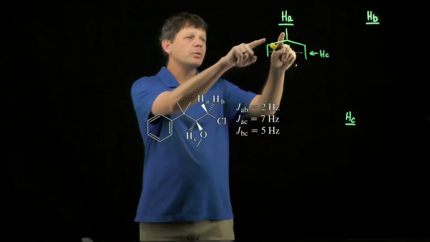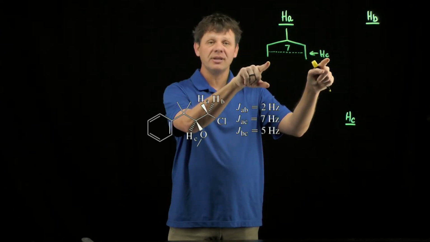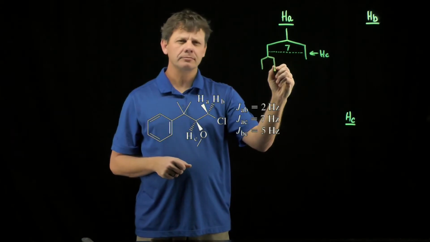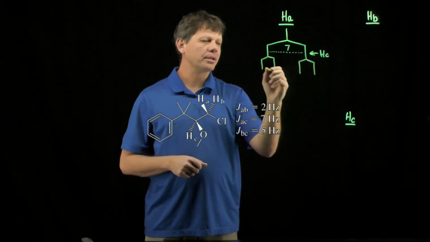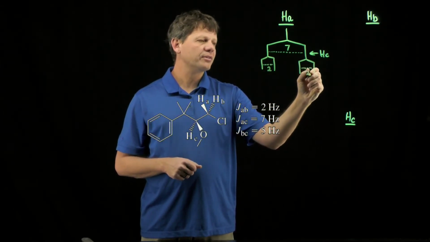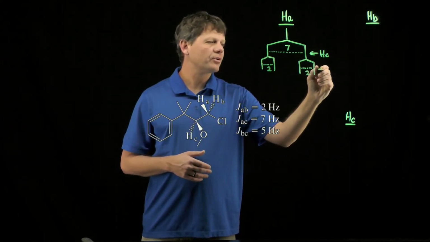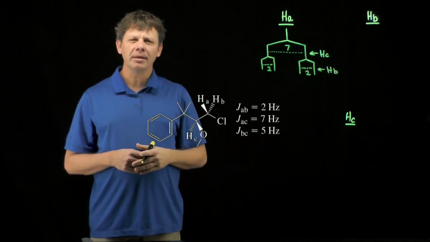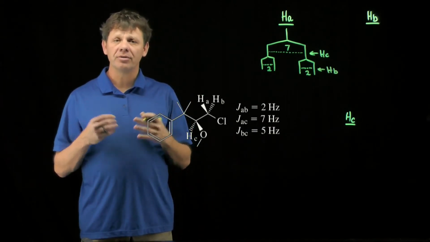And so what we can do is we can take both of these doublet lines that are now HA because of HC and split those into a doublet as well, where we are intentionally making this coupling constant smaller. Again, if we had a ruler, we could check, but we're saying that this difference here is 2 Hertz in both cases. And this is a result of HB. HC makes HA a doublet with 7 Hertz. HB makes HA a doublet, but with 2 Hertz.